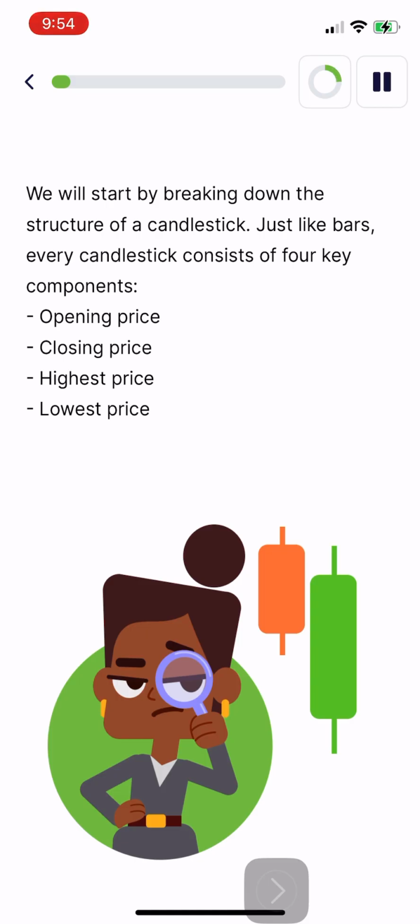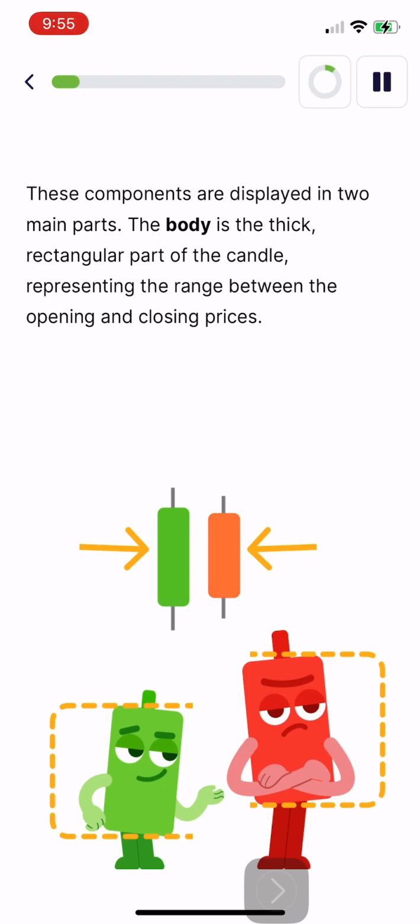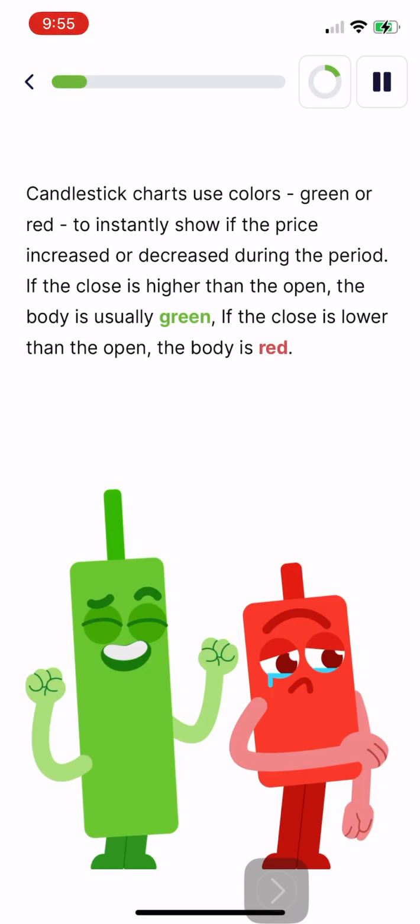Just like bars, every candlestick consists of 4 key components: opening price, closing price, highest price, lowest price. These components are displayed in 2 main parts. The body is the thick, rectangular part of the candle, representing the range between the opening and closing prices. Candlestick charts use colors, green or red, to instantly show if the price increased or decreased during the period.